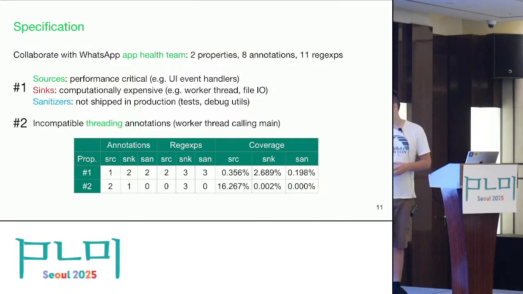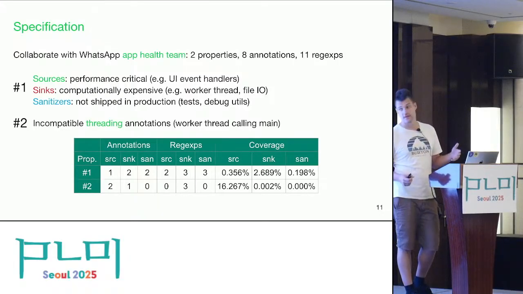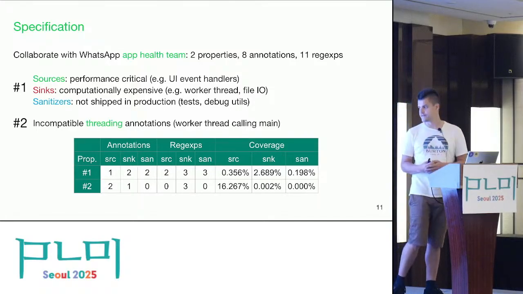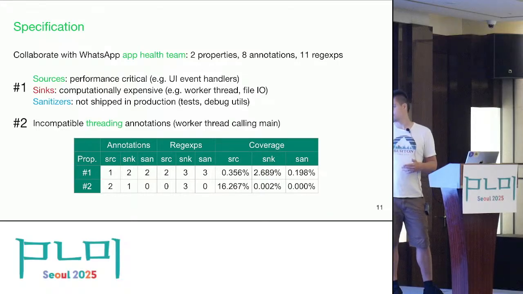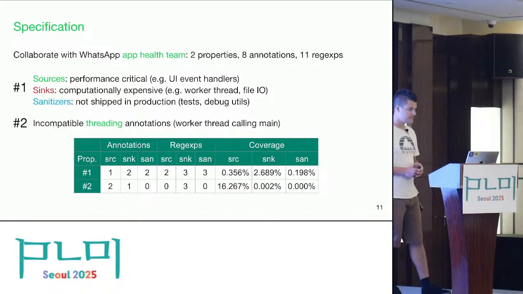I put these relative numbers because of confidentiality, but the key point here is that WhatsApp Android has multiple hundreds of thousands of functions. So even if you see percentages like 1 or 0.2%, that is still multiple hundreds or multiple thousands of functions. So this is like a non-trivial number of sources and sinks to be analyzed.